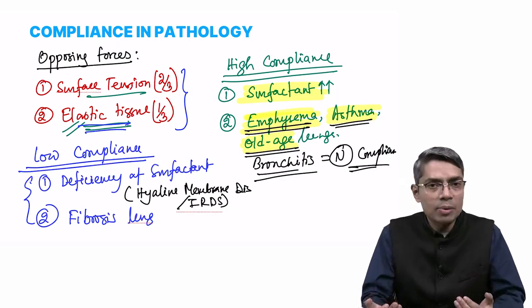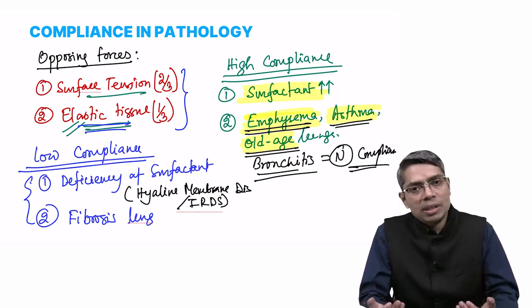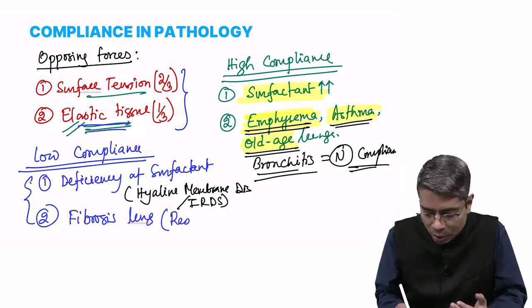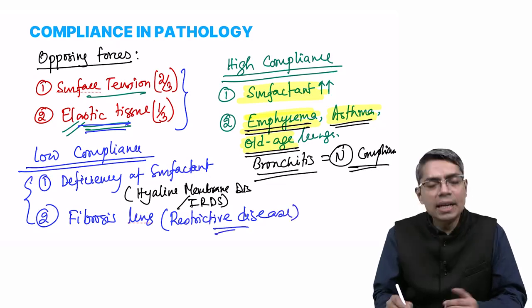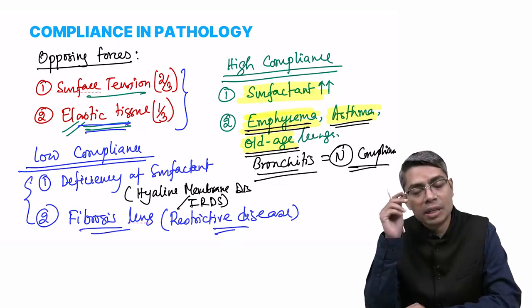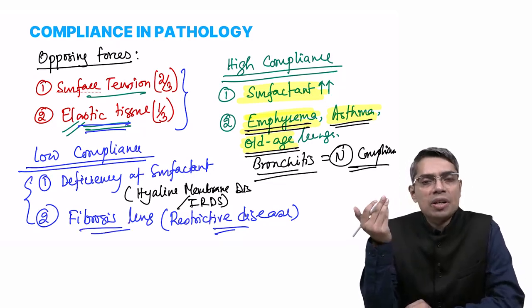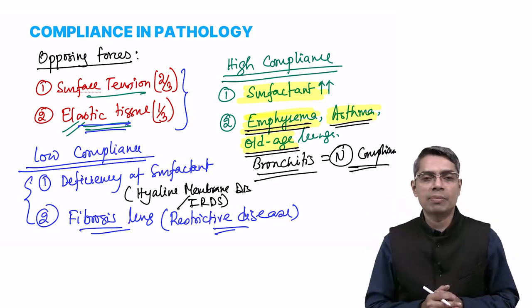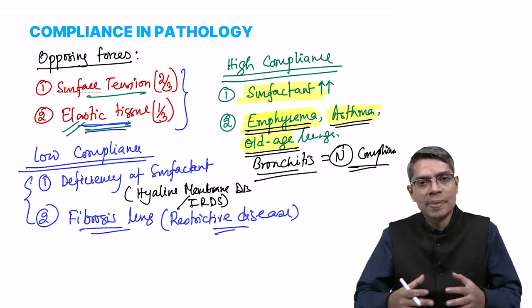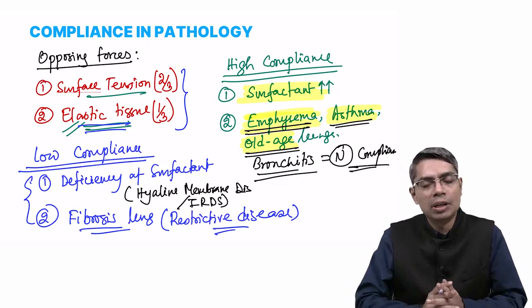Not only fibrosis of the lung, so fibrosis of the lung plus all of the restrictive diseases of the lung will have low compliance. So any kind of restrictive disease, it may be pulmonary restriction, like for example fibrosis of the lung, or it may be extrapulmonary restriction. Suppose the person is suffering from kyphoscoliosis. In that case also the person will have low compliance, because the expansion of the lung will not be proper.